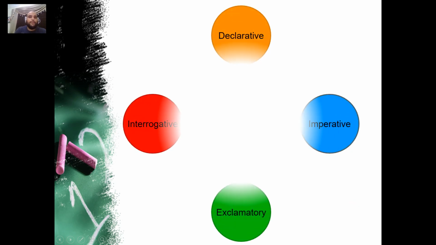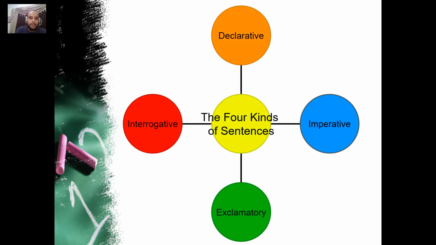Pay attention to teacher. In English, we have 4 types of sentences or 4 kinds of sentences, okay? 2 of them are too easy, okay? You're going to find the sentence and its type easily through the punctuation. The interrogative sentence is going to end always with a question mark. The exclamatory sentence is going to end always with an exclamation mark.